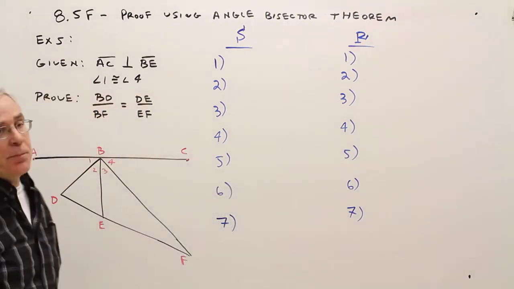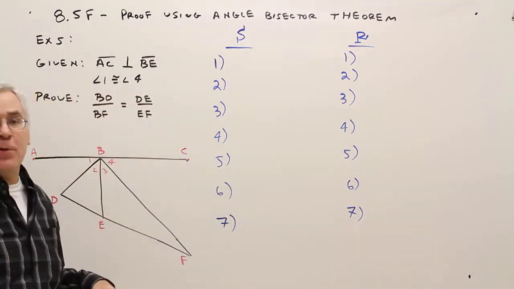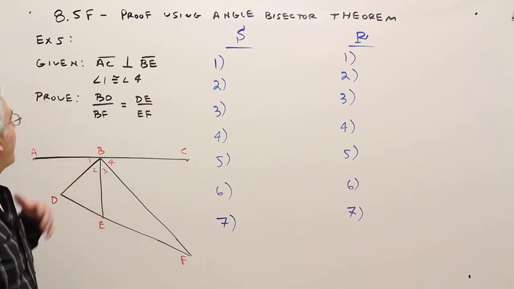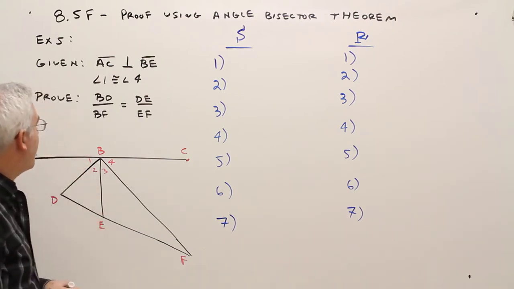Welcome to video 8.5F, a proof using the angle bisector theorem. So here's example 5. I'll mark it up as we go.